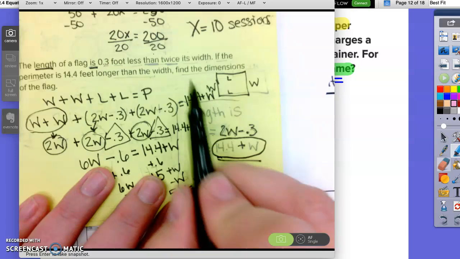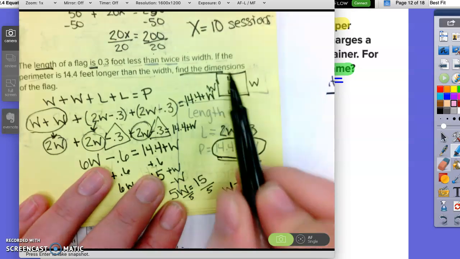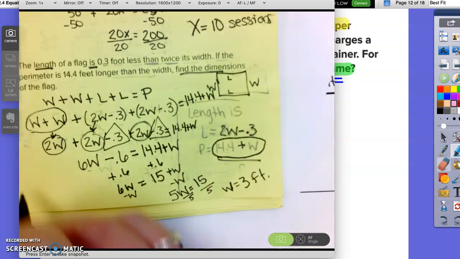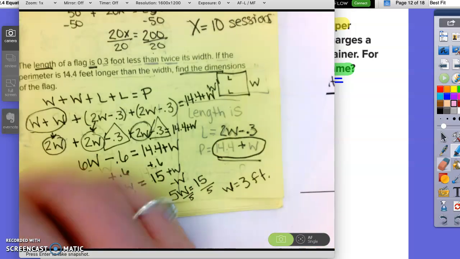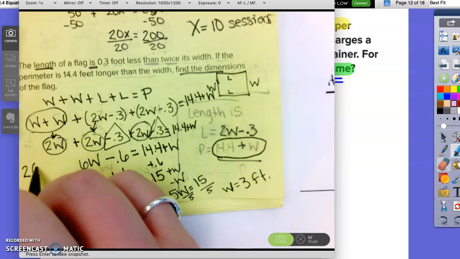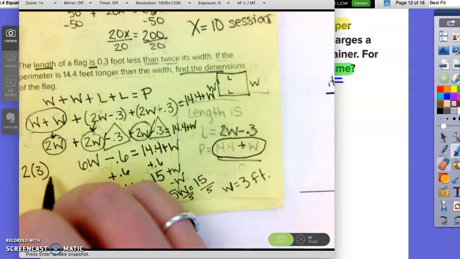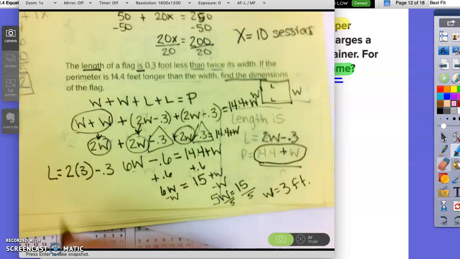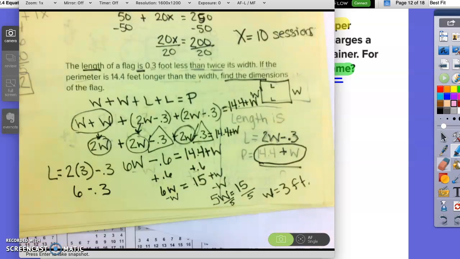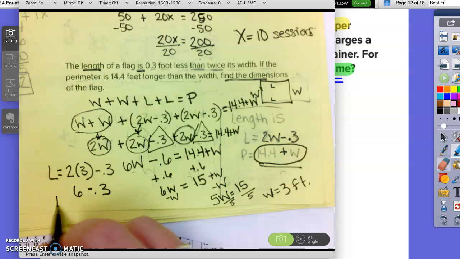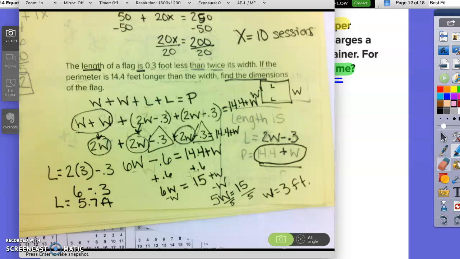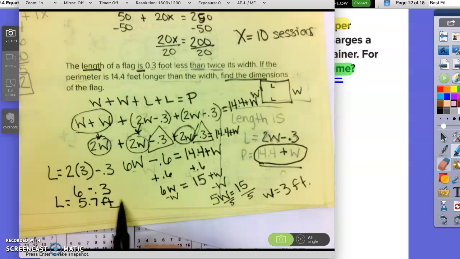But I want to know the dimensions. So I need to know what the length is. So here I have to go back and I have to take my length equals 2 times whatever my width is, and I need to subtract 0.3. Oh, sorry. So 6 minus 0.3. So length, again, take a calculator. It should be 5.7 feet. Don't forget your labels.